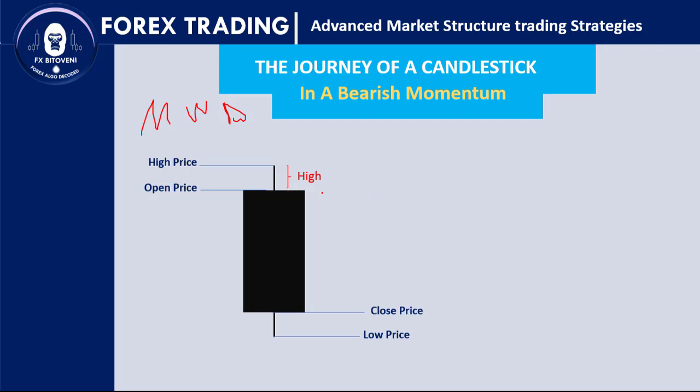You have the open price here, and price goes higher to create the high of this candle, maybe of the week, the day, or the month, depending on the time frame you are looking at. And then price goes down to create the low and then closes.